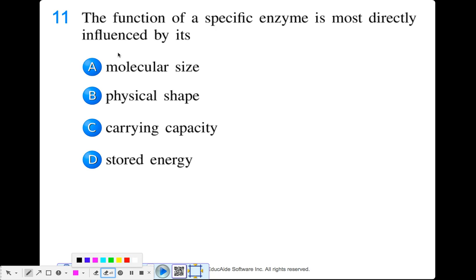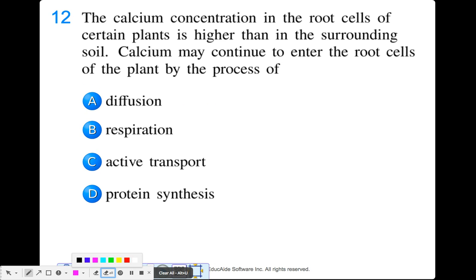Number 11, function. Oh, you guys know this. Shape determines the function of an enzyme. You just have to remember that one, like a lock and a key, right? Okay, calcium concentration in the root cells of certain plants is higher than in the surrounding soil.